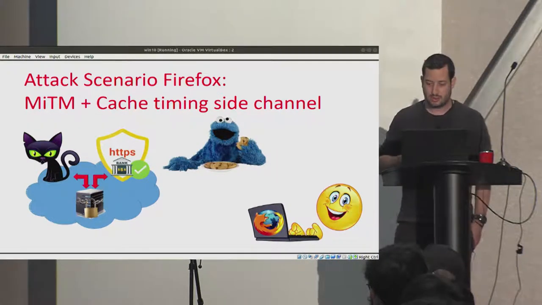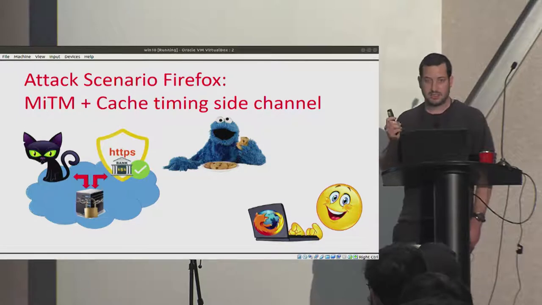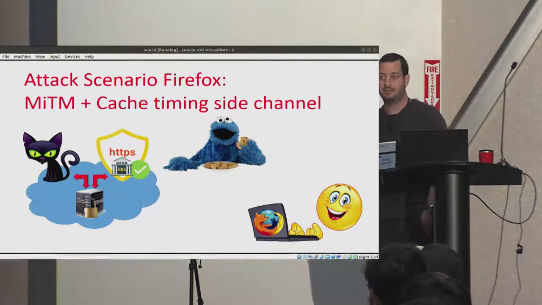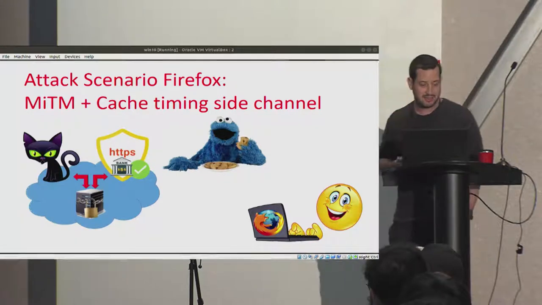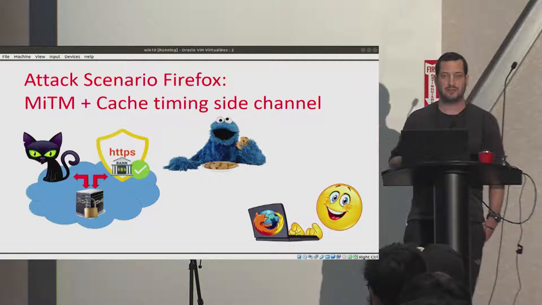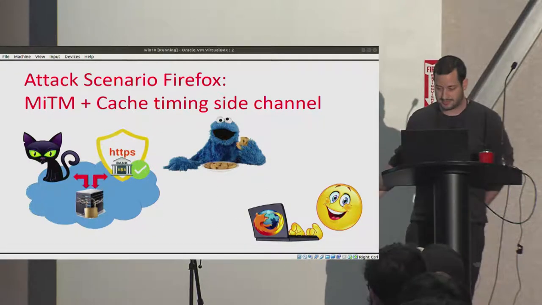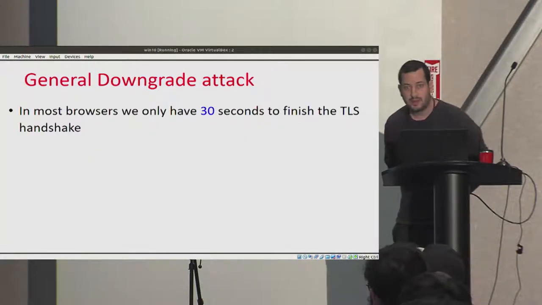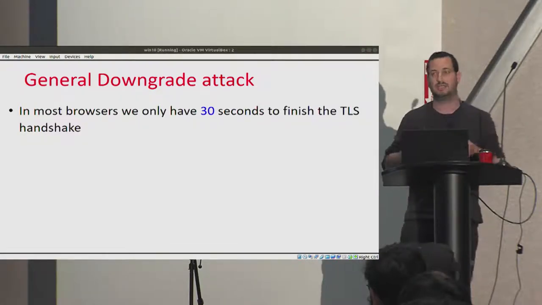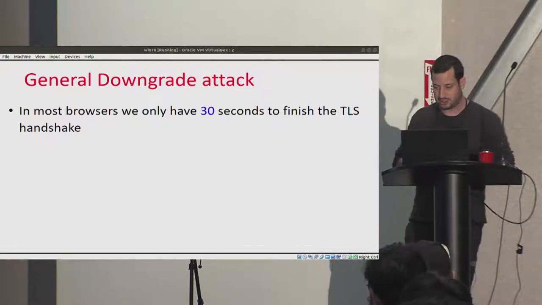Okay, so now we're very, very happy, but we still have one problem, and the main problem is that I really like the Firefox browser. I think it has very good quality properties, and I don't want to attack only Firefox. I want to be able to attack all of the users. And in most browsers, we couldn't find any way to delay this timeout, so we have only 30 seconds to finish the TLS handshake.